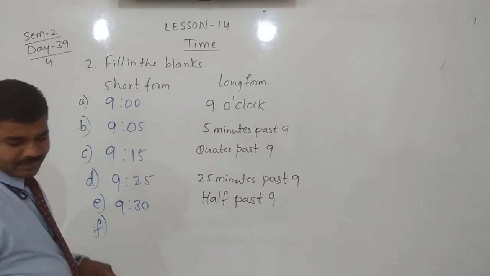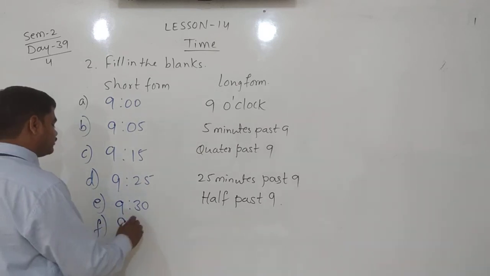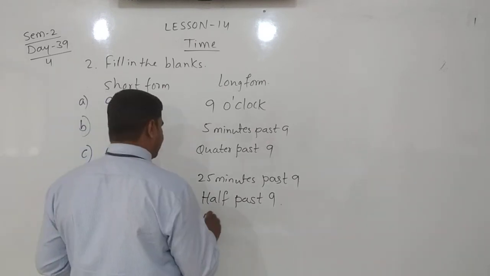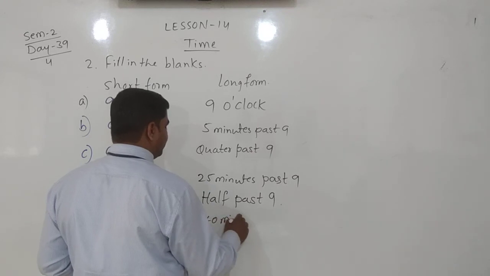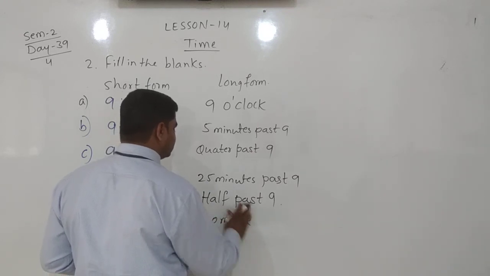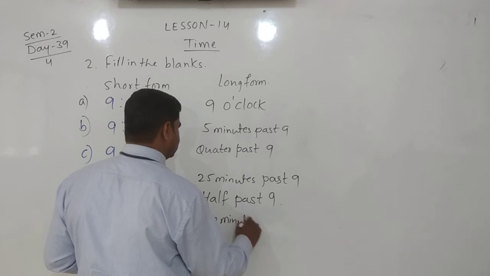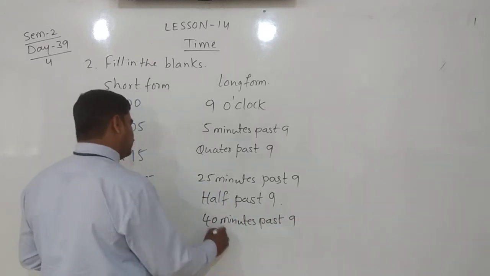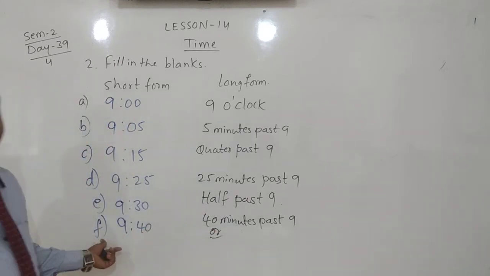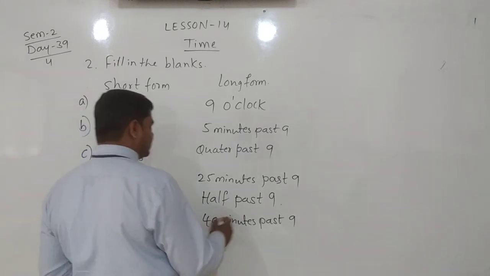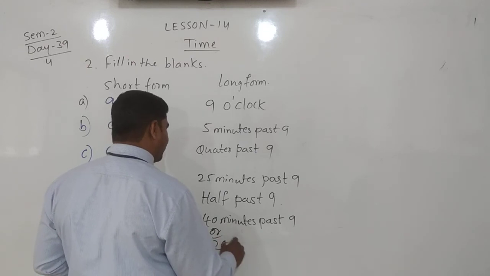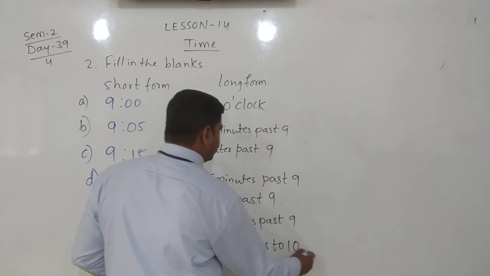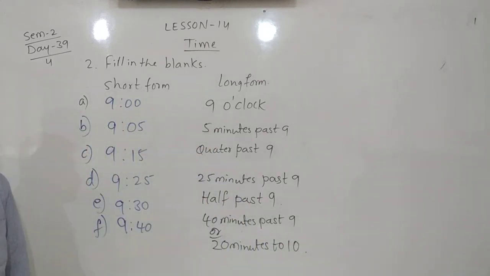F. 9:40. Yes, this we can write. 40 minutes past 9. And otherwise we can write 20 minutes to 10. Then 60 minus 40 is 20. You can write 20 minutes to 10 also.